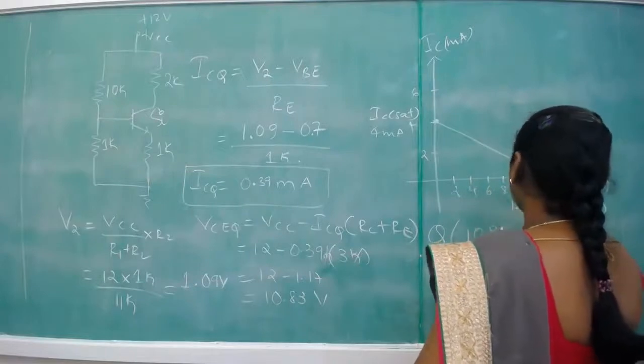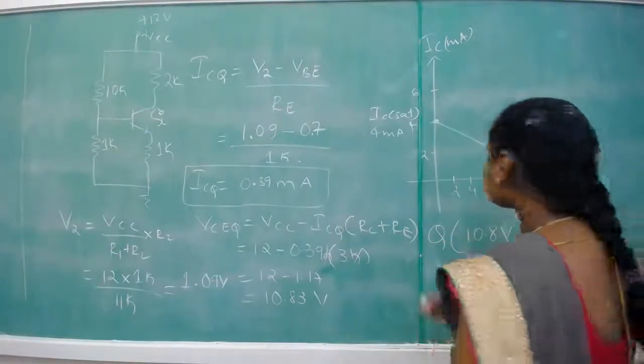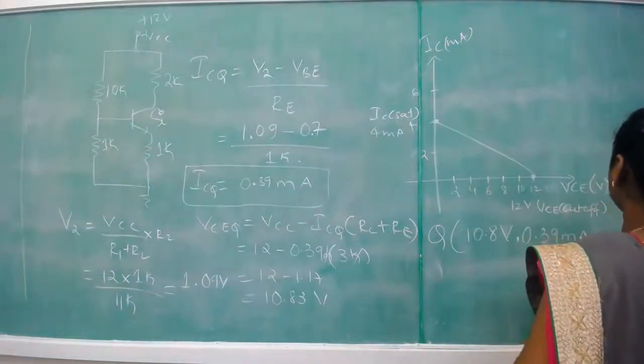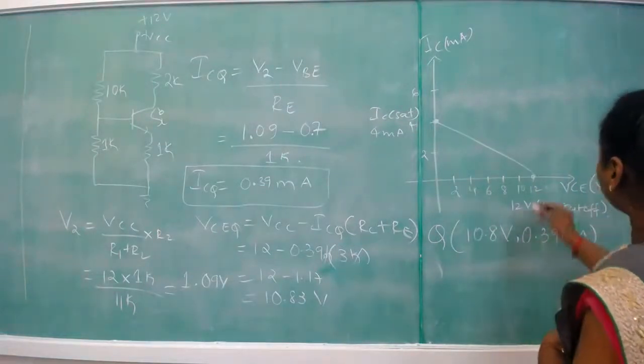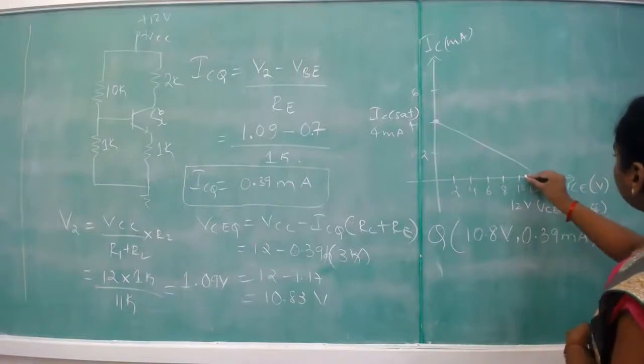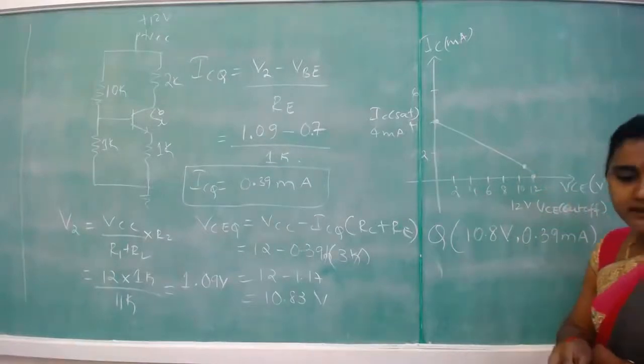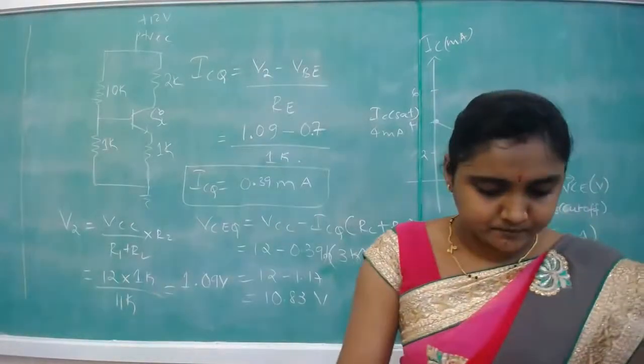So the Q point is given by the 2 points, 10.83, otherwise 10.8 volts, comma, 0.39 milliampere. Okay, 10.8 will be approximately here and 0.39. So somewhere here the Q point will appear on the DC load line. Okay.